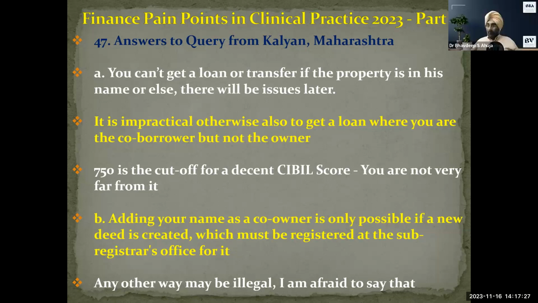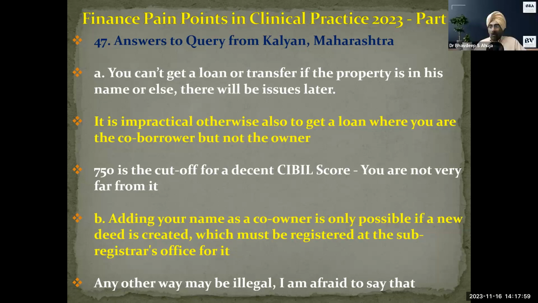As regards CIBIL, 750 is the cutoff for a decent CIBIL score. You are not very far from it. 790 is a decently good one. It's not that if you have an 850 CIBIL score, you get a better deal. Anything above 750 is already eligible for a loan. Unless some banks have very high standards, they don't do. There are various benchmarks to make.